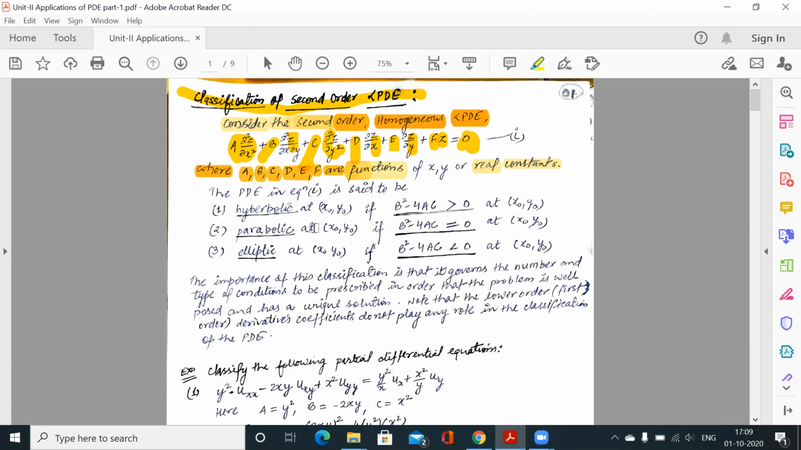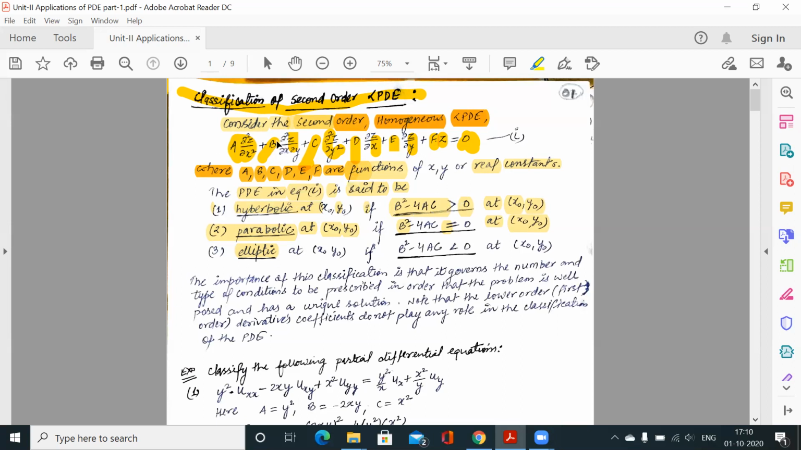So this is our given question. We have to classify this linear PDE of second order. There are three categories. Any second order LPDE would be either hyperbolic, parabolic or elliptic. So what do we have to do to classify the given PDE? The PDE in equation 1 is said to be hyperbolic if b square minus 4ac is greater than 0, where a, b, c are these coefficients.